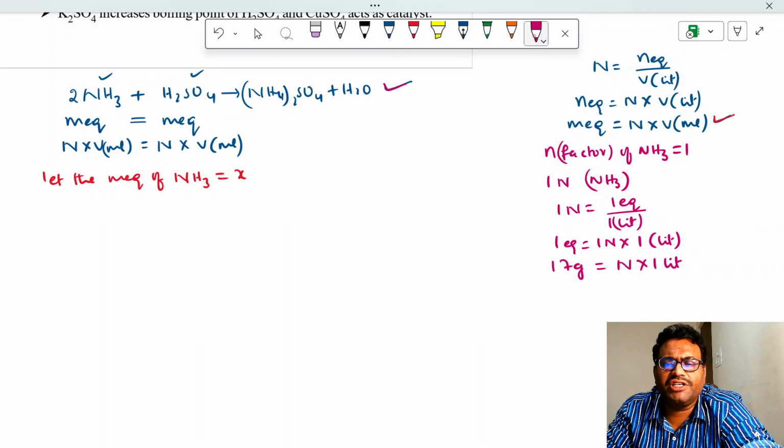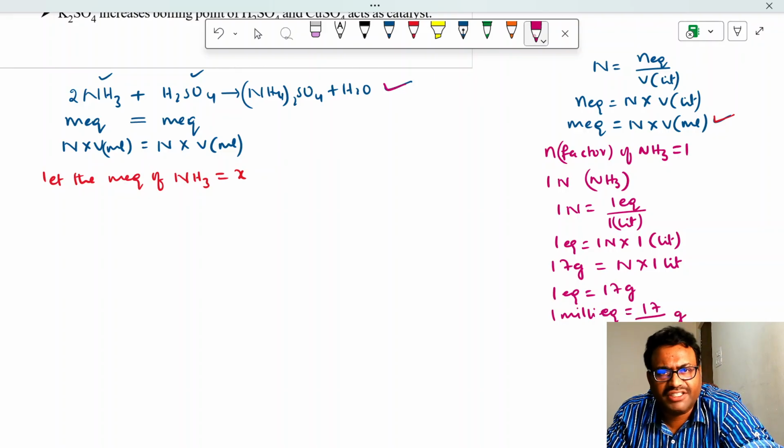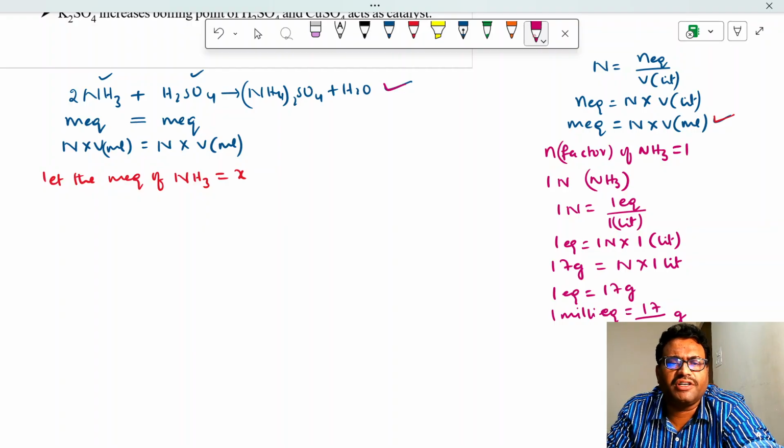So 1 equivalent is equal to 17 grams. 1 milli equivalent is equal to how much? 17 by 1000. Is it correct? Okay. 1 equivalent is equal to 17 grams. 1 milli equivalent is equal to 17 by 1000 grams.